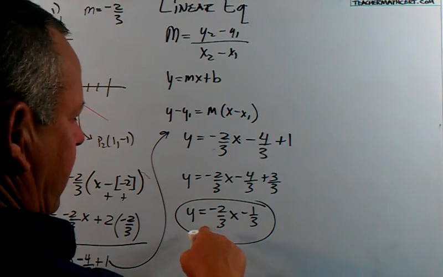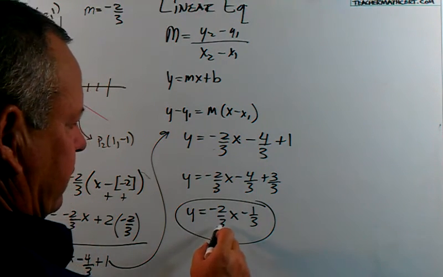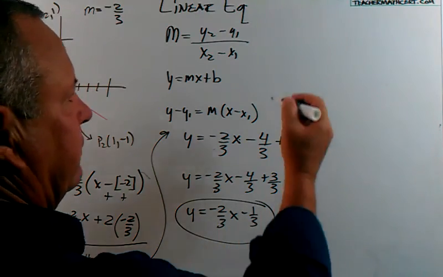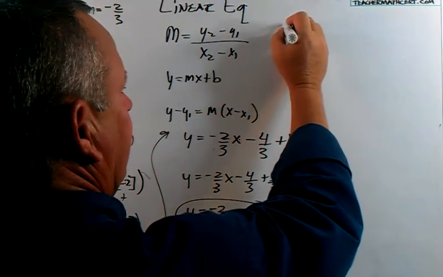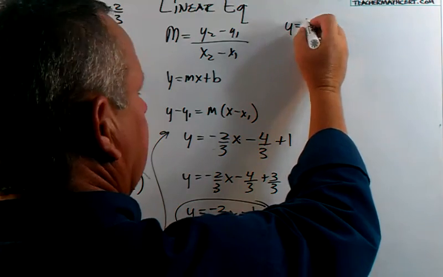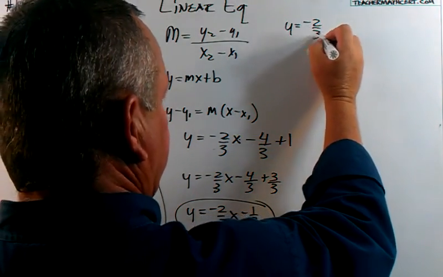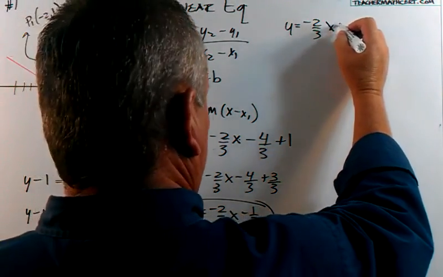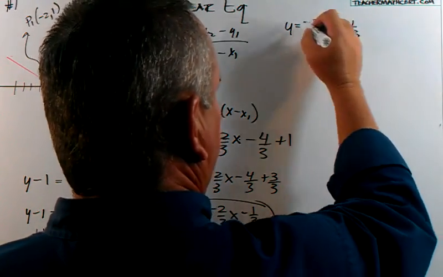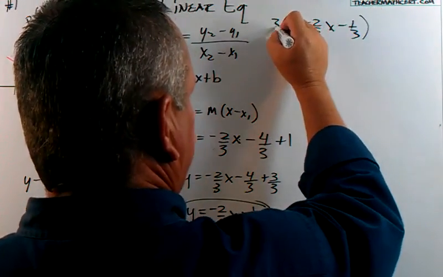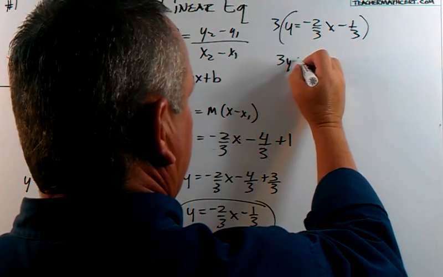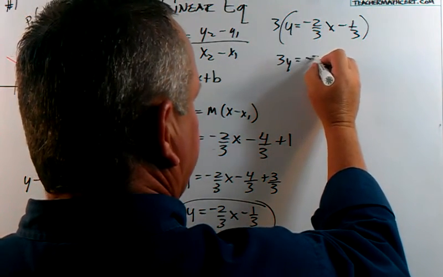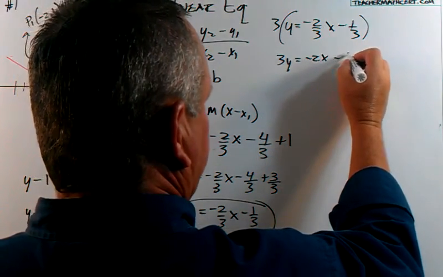So we've got this equation here, y equals negative 2/3 x minus 1/3. Let me go ahead and write it up here. So we've got y is equal to negative 2/3 x minus 1/3. So now we're going to multiply through this whole equation by 3. So we're going to end up with 3y is equal to negative 2x minus 1.